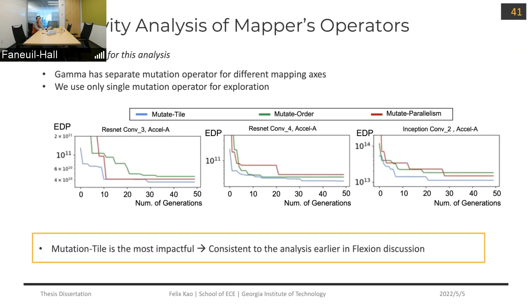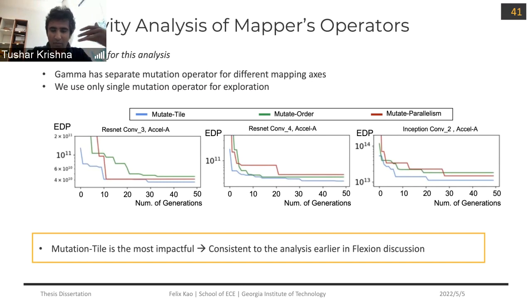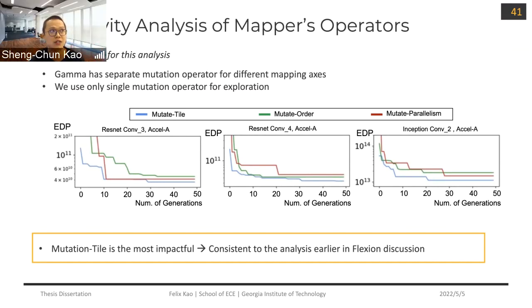Here in this graph, you can see that the blue curve, mutate tile only, achieves the best performance. This is consistent with the earlier analysis in the flexion discussion that mutating tile is the most impactful. But just to complete the picture, you did have to assume some default values for the other genes, right? So what were the defaults there? Were they just random, or something still hand optimized? For this specific experiment, it is random. We have a population size in the genetic algorithm, maybe 20 or 100. So random means we initialize with 20 different orders, 20 different pairs.